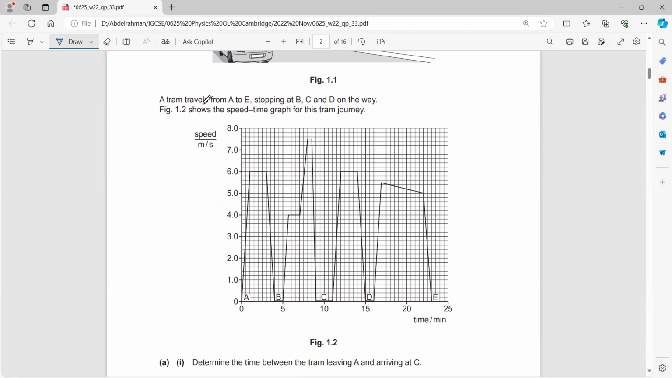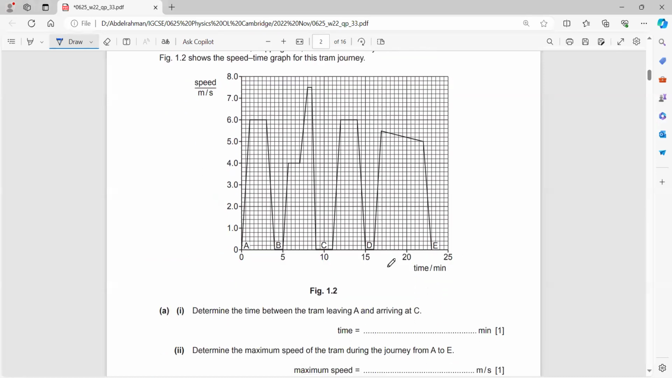A tram travels from A to E, stopping at B, C, D on the way. So at B, C, D it stops, which is quite obvious. Why? Because at point B, point C, point D, the speed was zero, meaning that it stopped.